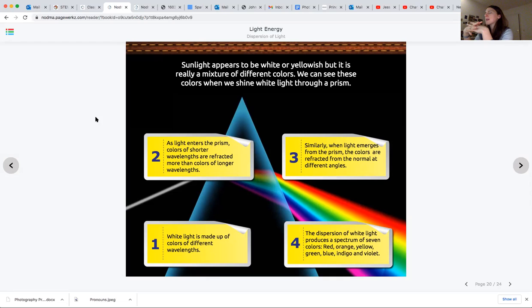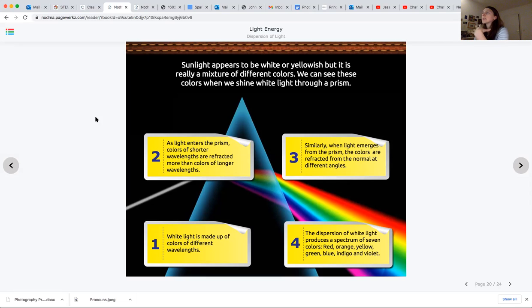And I think it keeps the students engaged because they see that the color that appears to be white is actually made up of all these different colors of different wavelengths. And you are able to see that when it passes through a prism. So it takes you through the steps there. Number 1, white light is made up of colors of different wavelengths. And then number 2, as the light enters the prism, colors of shorter wavelengths are refracted more than colors of longer wavelengths.